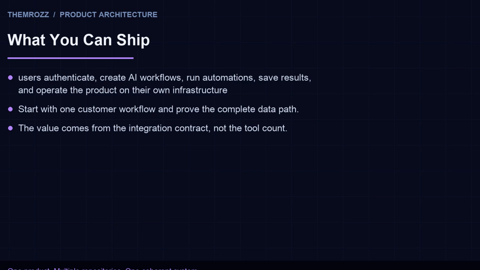Once that path is observable and secure, add the next workflow. Which business process would you choose for that first vertical slice?